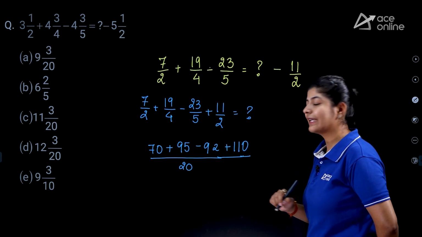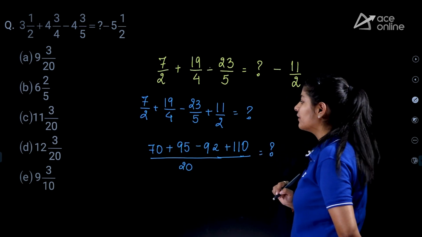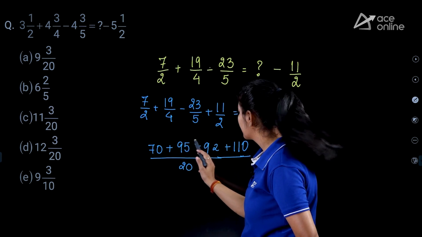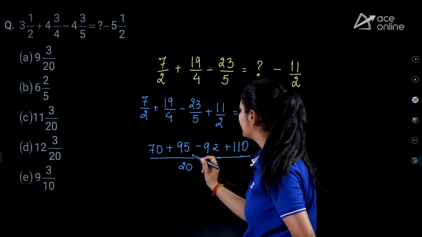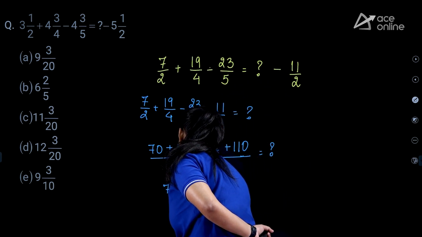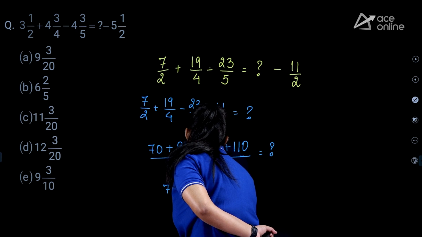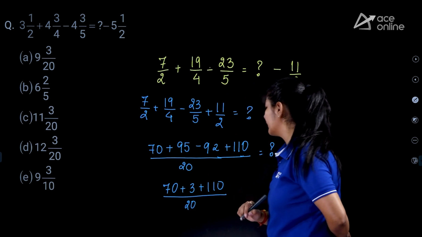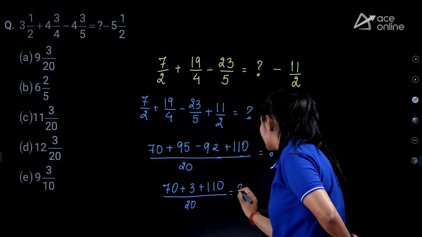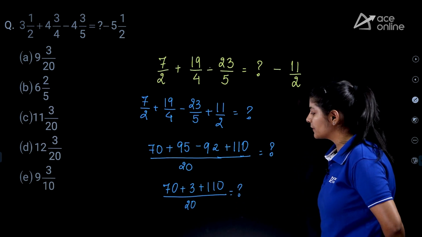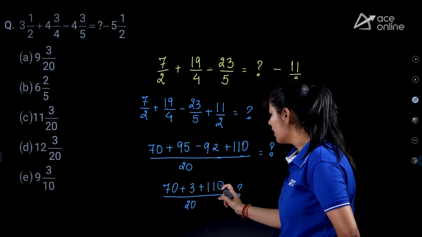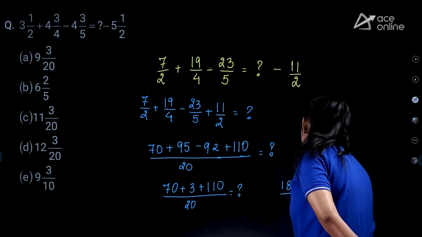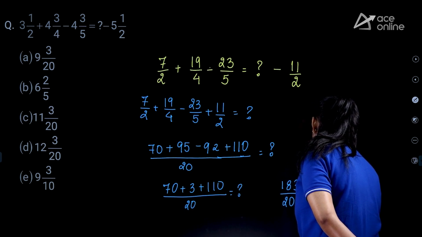This is what we are getting, and this is equal to the value of this particular question mark, right? When I solve this particular value, it will give me plus 3. So basically I can write 70 plus 3 plus 110 divided by 20, and this is the value of this particular question mark. Now when I solve this, it will become 183, so basically it will become 183 by 20, and this is the value of question mark, right?